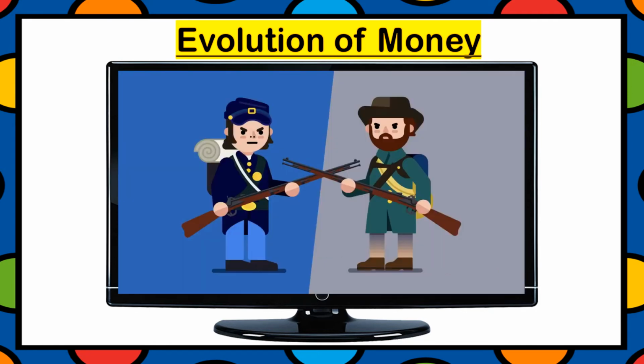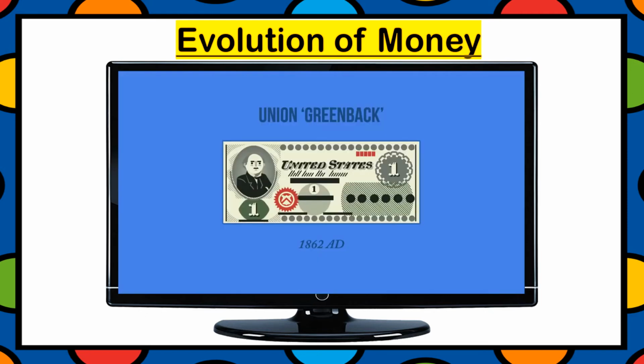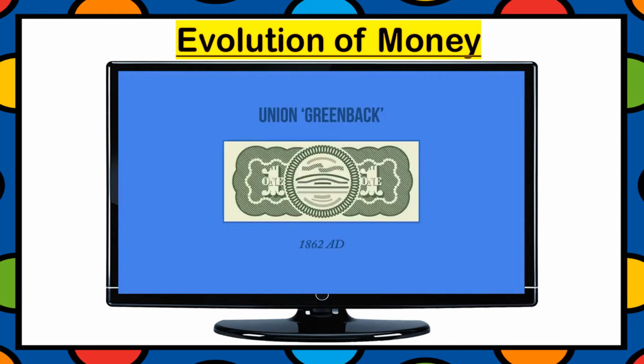During the American Civil War, both sides issued huge amounts of government-backed paper currency to fund the war, as there wasn't enough gold. Union currency became known as greenbacks, thanks to the green ink printed on the reverse side. It's a colour we still associate with money today.